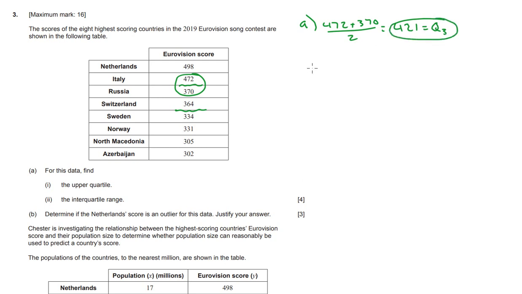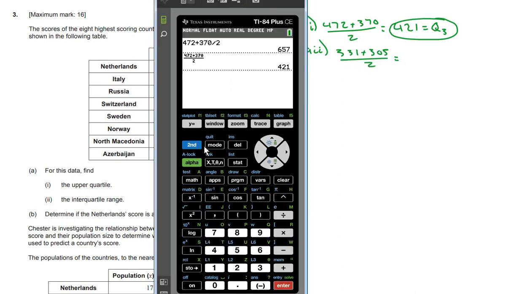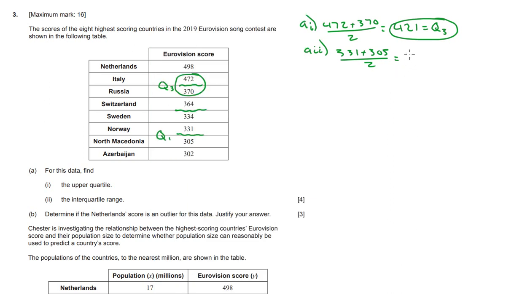Okay, so that's part A part 1, and then part A part 2 is going to be the interquartile range. So we've got quartile 3 here, so we're going to need to find quartile 1 down here, which is going to be the average of these two. So we'd have to do 331 plus 305 divided by 2. On our calculator, alpha y equals, put in our fraction, 331 plus 305 all over 2. And we get 318, which is going to be quartile 1.